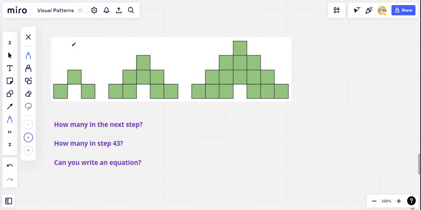Here is our pattern today. Here's step 1, here's step 2, here's step 3. Your challenge is to predict the number of squares in step 4. If you can do that, can you predict the number in step 43? And can you write an equation that you could use to predict the number of squares in any step at all? So that's the challenge. If you'd like to accept it, pause the video and see what you can do.